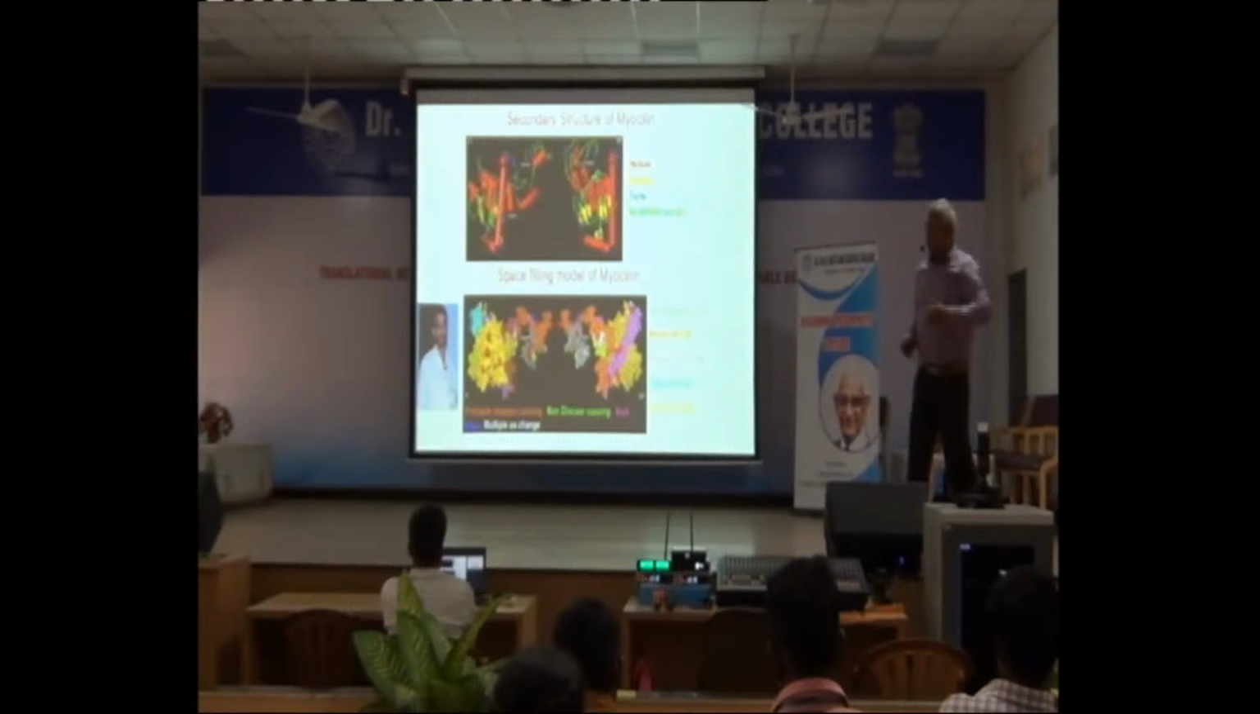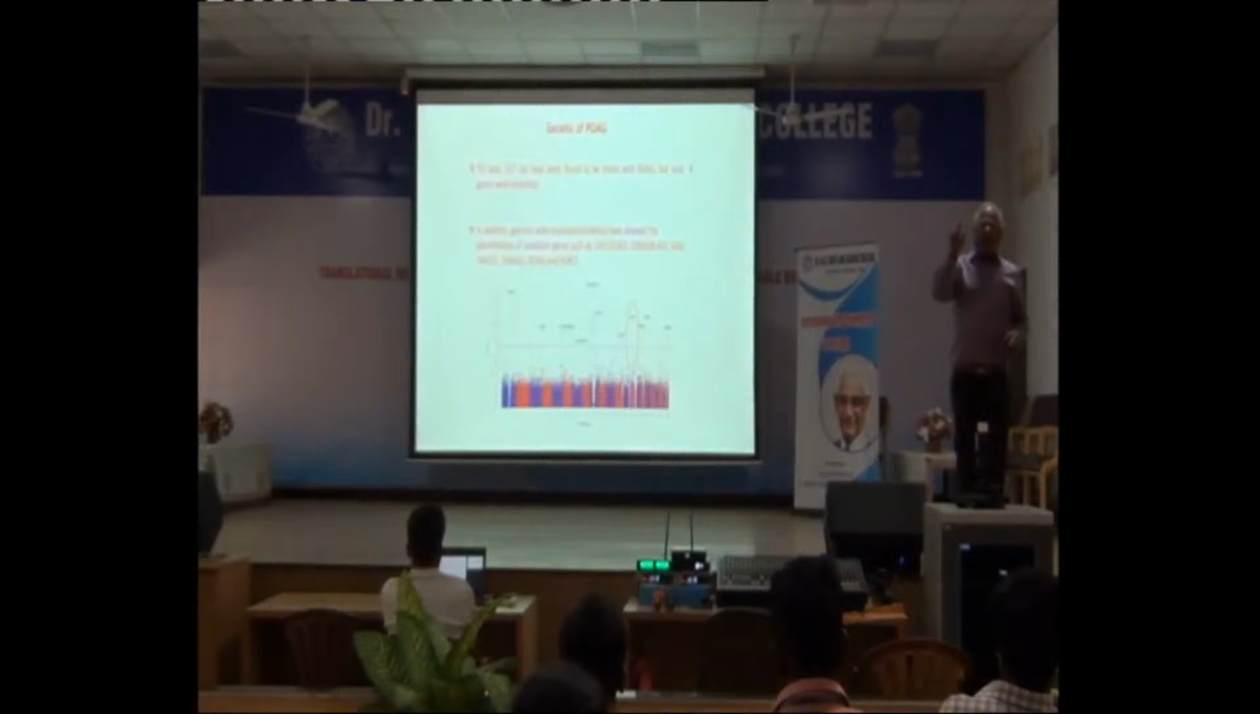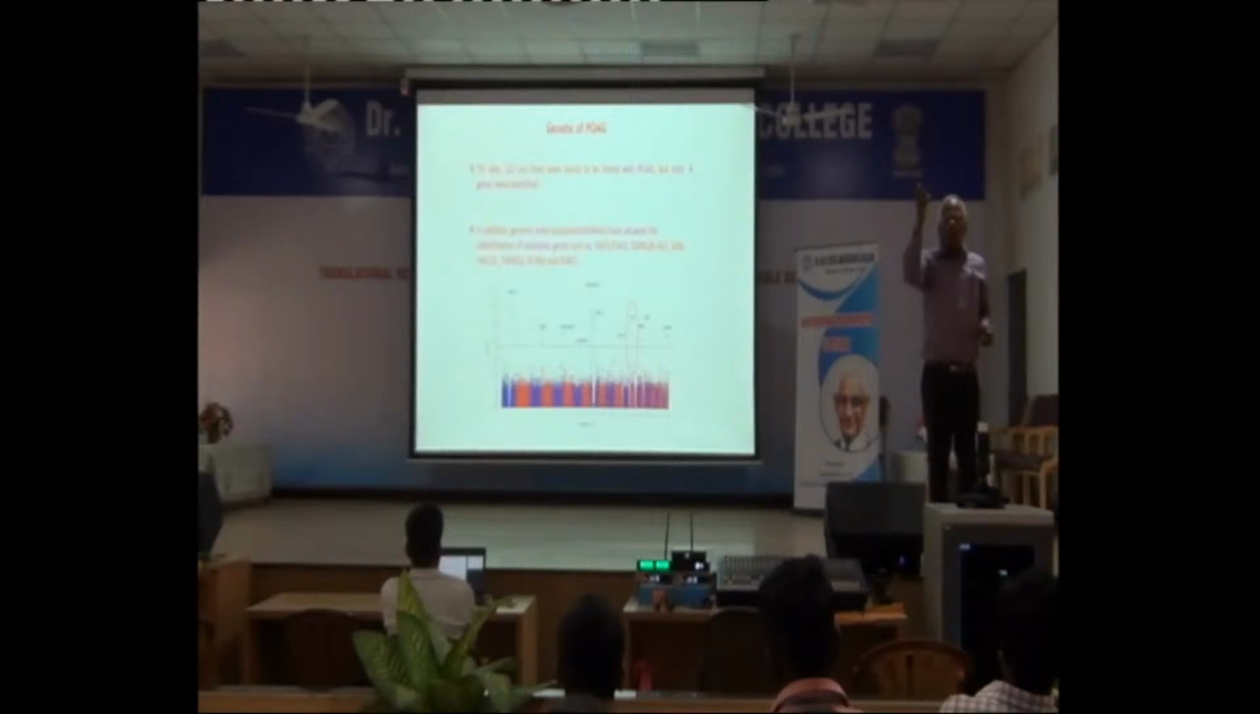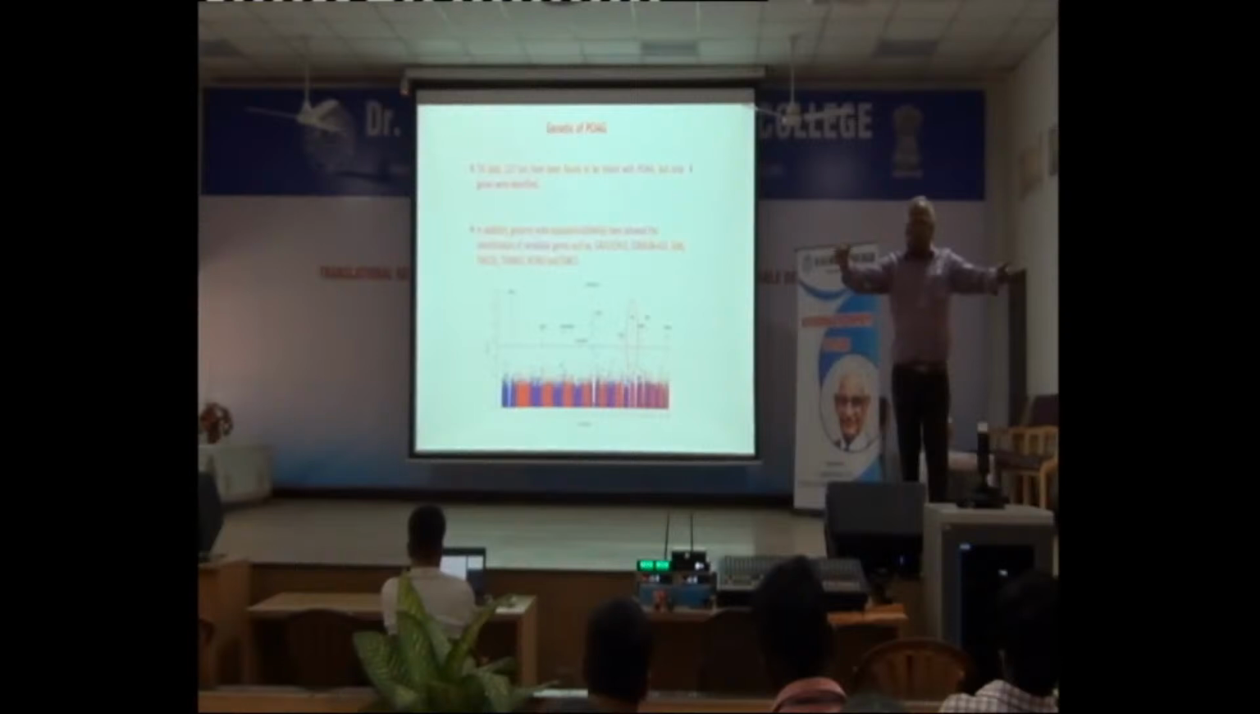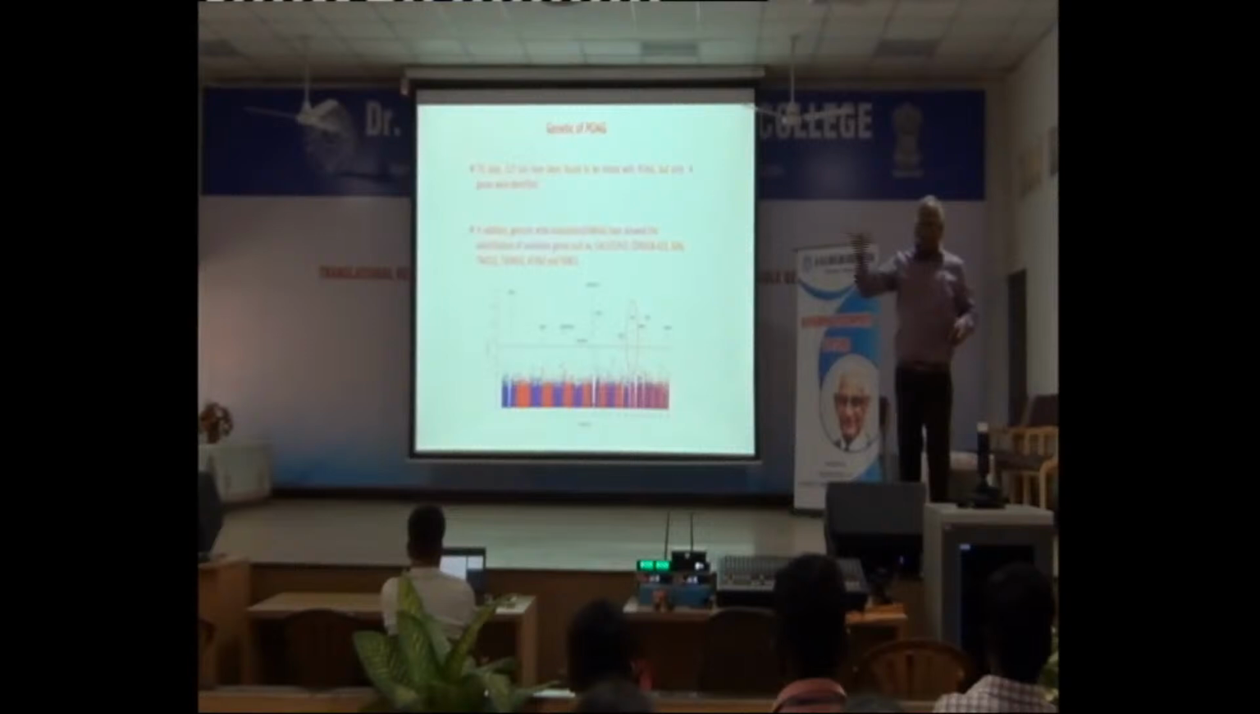Now I told you one particular gene is responsible for one particular disease. Sometimes we don't know what kind of gene is responsible for the disease. What you have to do is collect 1,000 samples, either in your hospital, from outside, or internationally, because we have a lot of collaboration all over the world. And then you have to screen the entire genome.